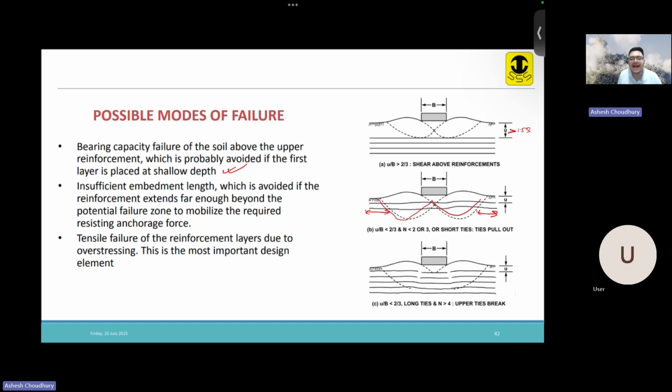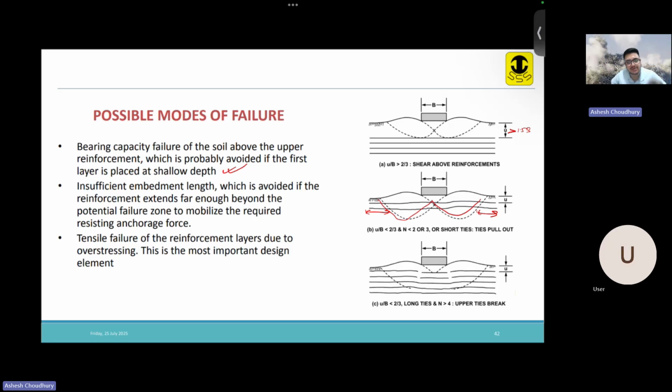Okay. Now the third is the tensile failure. Now this happens in what case? Again, U by B less than 2 by 3, but now it happens in the case of long ties and N greater than 4.